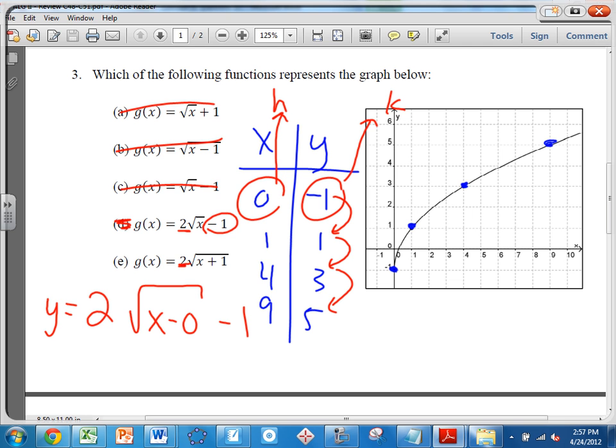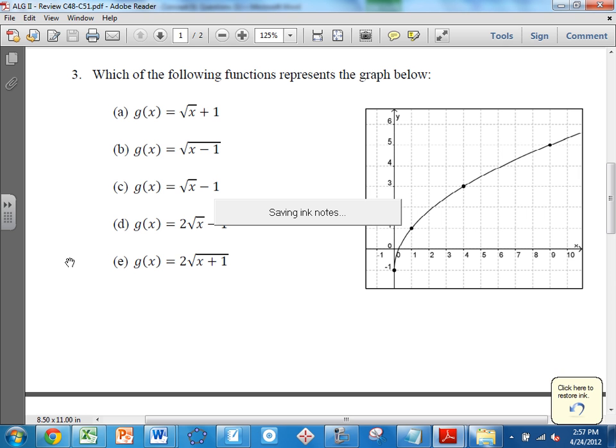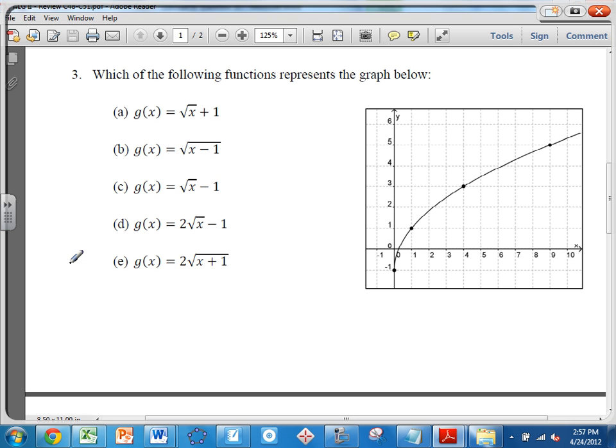Remember your shifts? Look at your shift. This does not shift left and right. Therefore, there's no h value. So right away, let me restart this problem completely, as if I didn't even know the answer, okay? If I look at shifts, I see that it shifts down 1. Does it go left or right at all? So there's no h value. So this is out, and this is out, because I don't want an h value, and these three don't have h values. I also know that it goes down 1, right? Yeah. So this one's out up here now. So now the question becomes, is it C or D?